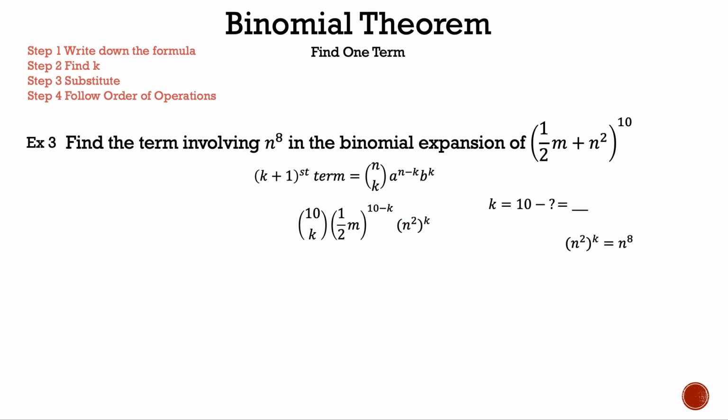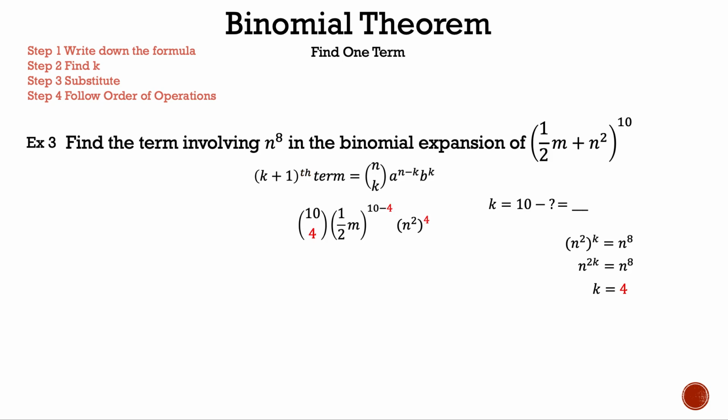Well, we set n squared raised to the k equal to n to the 8. Now we can solve for k. N squared raised to the k is the same as n to the 2k. So now we have n raised to the 2k is equal to n to the 8. So k must be 4, because 2 times 4 is 8. Now we can figure out the exact term we're looking for. What term do you think that is? It is the 5th term. We have changed the equation to match what we're looking for.